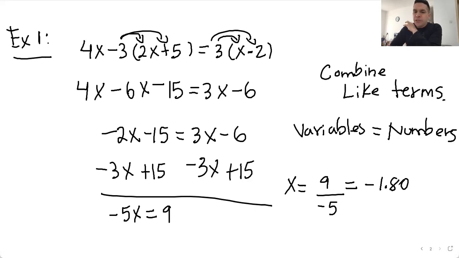Now, if you want to double check your answer, you take this value and plug it into the original equation. If you get a true statement on both sides, the same statement on this side and on this side, then your answer is correct. If you get different numbers, then you have to check your steps.